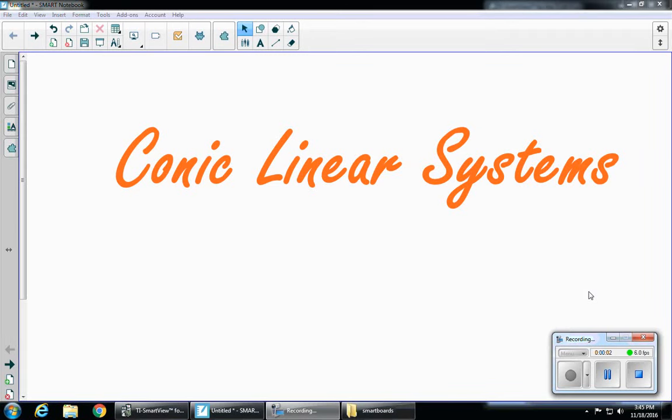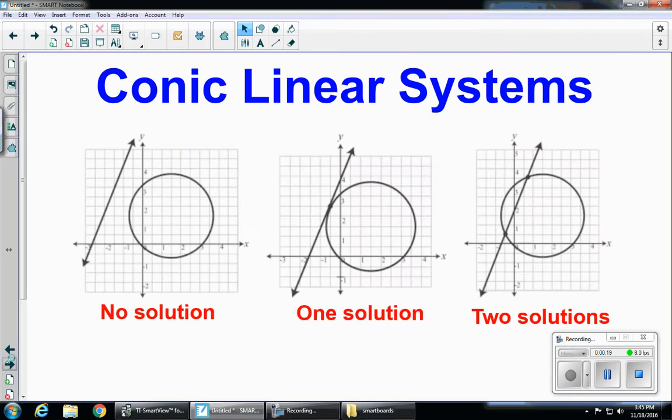This video is on conic linear systems. Systems of equations just involve two or more equations being graphed on the same set of axes, and the solution to a system of equations is a point of intersection. So for a conic linear system, that means we have a circle and we have a line.